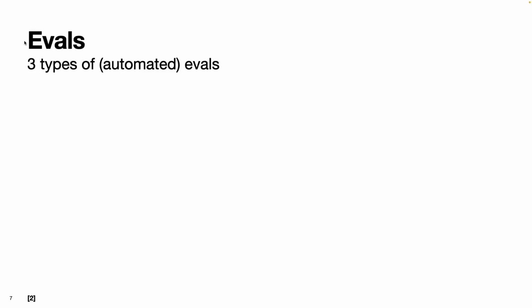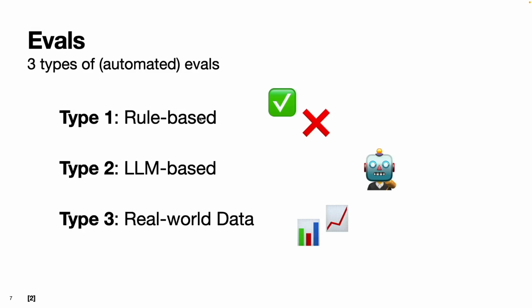A critical ingredient of getting an LLM in a loop to work well are the evals, or evaluations, that we bake into the system. Here I'm going to focus on 3 types of evals we can use when generating this automated feedback in an LLM loop. So the first type are rule-based ones, the second are LLM-based ones, and the third are real-world data.